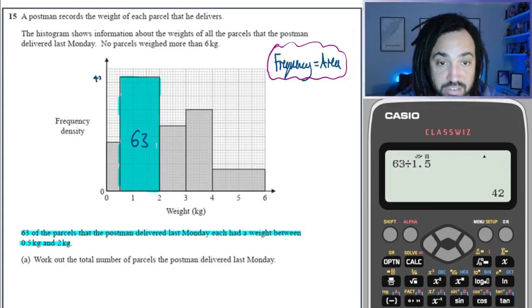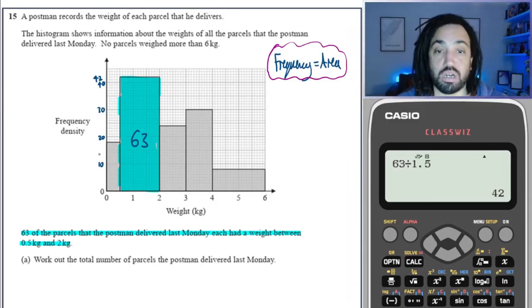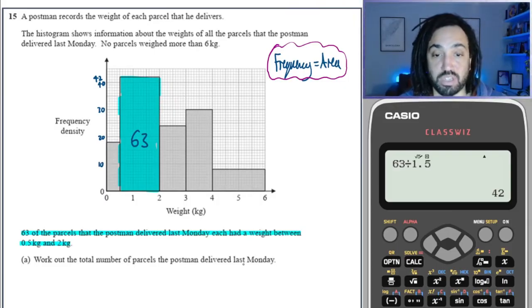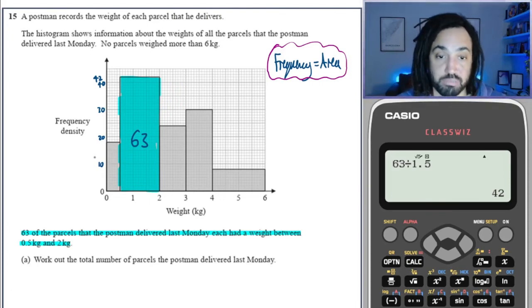So if that in there is 42, it means this grey line here is 40, this one here must be 30, this one must be 20, this one must be 10. And we've now got our scale. So it says work out the total number of parcels that the postman delivered last Monday. So we just got to go through and work out the areas of each of these bars now.